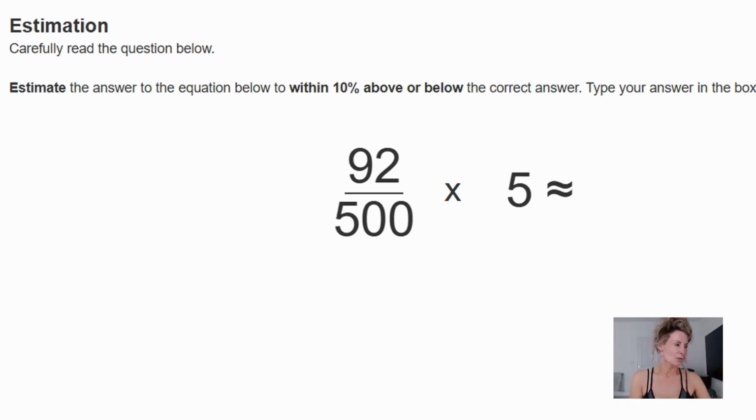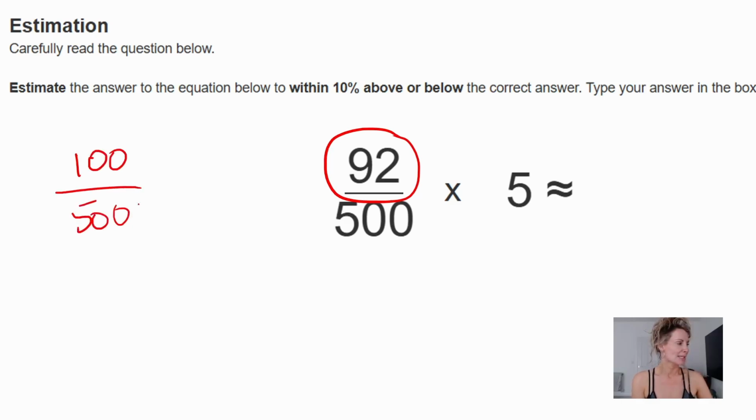This question, we're going to have a look and say, what could we round 92 to in order for it to have a relationship with 500? We're going to round it to 100. So 100 divided by 500 times by 5. What number can we use to cancel this down? What will fit into both 100 and 500? Biggest number is 100. It'll go into itself once and it'll go into 500 5 times. Now we have 1 over 5 times by 5.